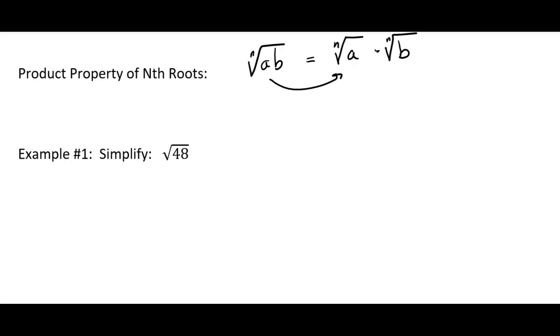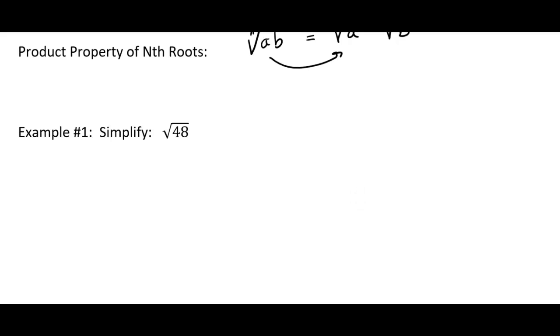Okay, so in example 1 here, we have the square root of 48. So I'm going to show you one way to do it, and then I'll show you another way. But what I'm going to think is, hey, 48 is 16 times 3. So I have the square root of 16 times 3. But then I'm going to split them up and write the square root of 16 times the square root of 3. But I know the square root of 16, and that's why I picked 16.